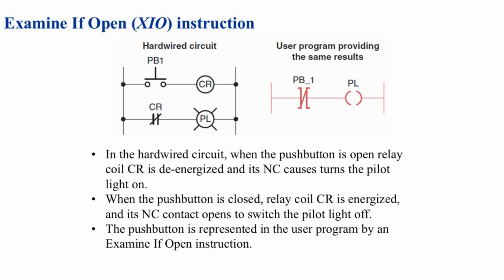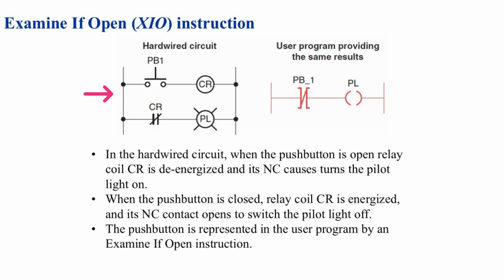The XIO instruction checks whether an input bit is false, meaning the contact is open or the device is not energized. When the input bit is 0, the XIO allows logical continuity and the rung is true. When the input becomes 1, or energized, the XIO opens and breaks the logic path.